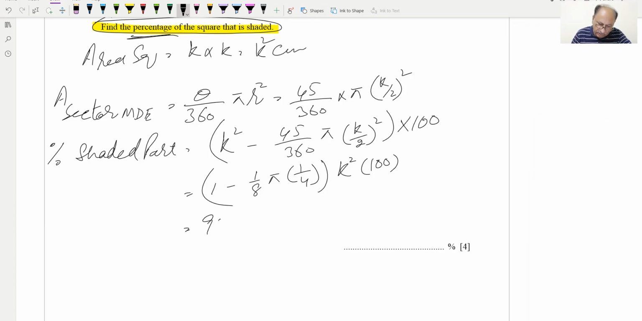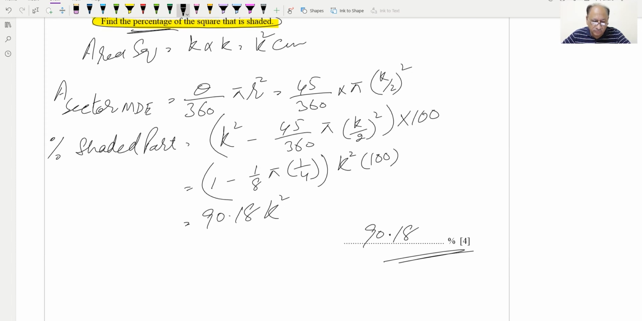90.18 k square, and this will be the percentage, so this is percentage 90.18%. This will be the answer for this question, and this is a 4-mark question which we have done.